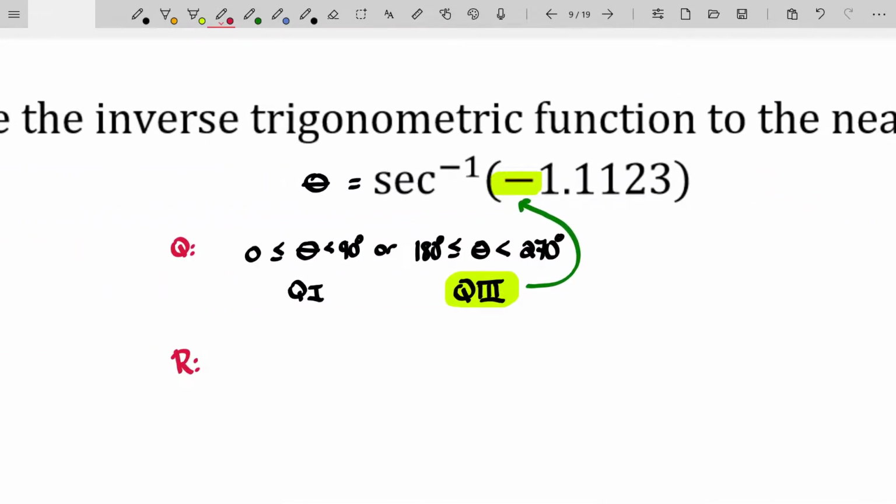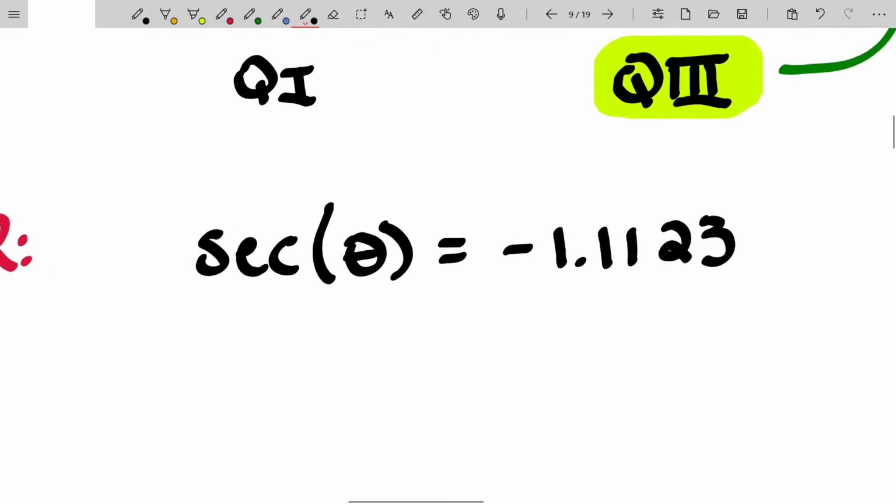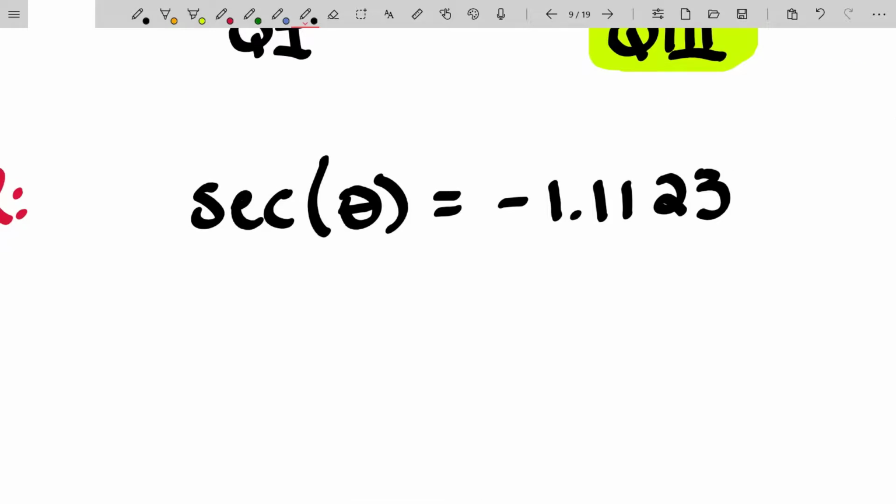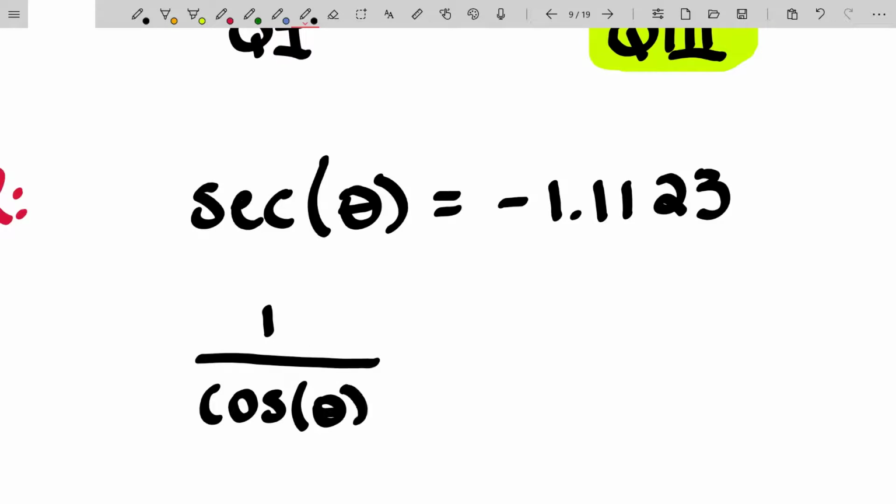So that being stated, how do you work your way out of the secant inverse? Well, you trade it out for the alternate form. Theta equals secant inverse of a negative 1.1123 implies that the secant of theta is equal to a negative 1.1123. And then I'm going to trade out that secant. Now that I have it as a trig function, not an inverse trig function, I'm now going to trade that out for a 1 over the cosine. Now I can do that. I couldn't do it before.